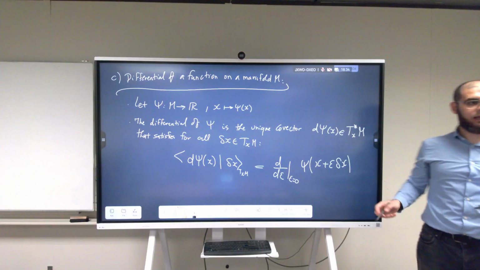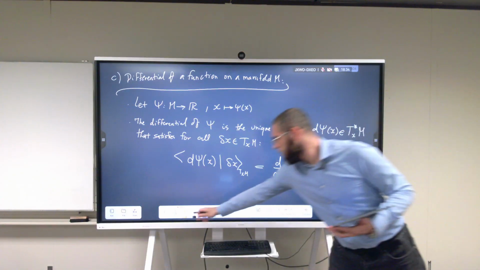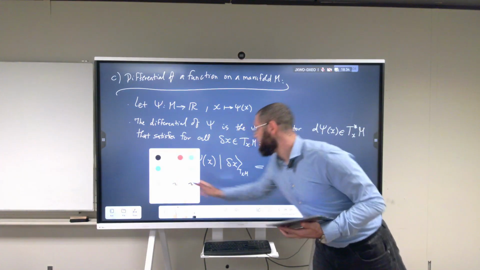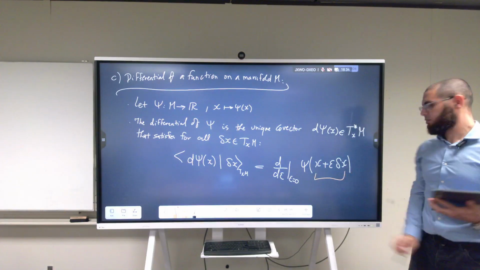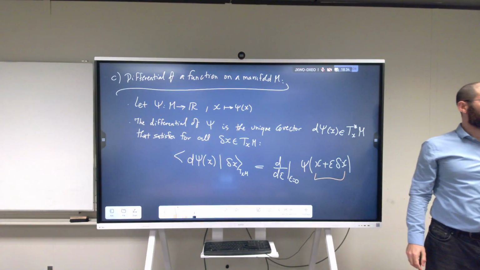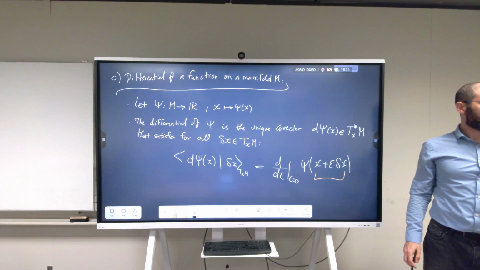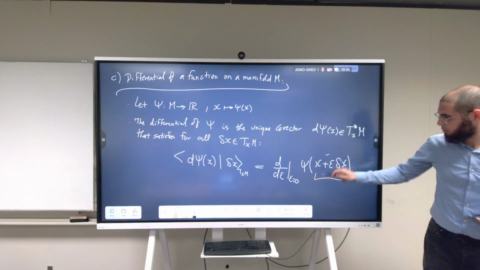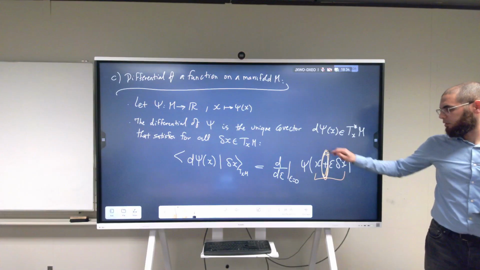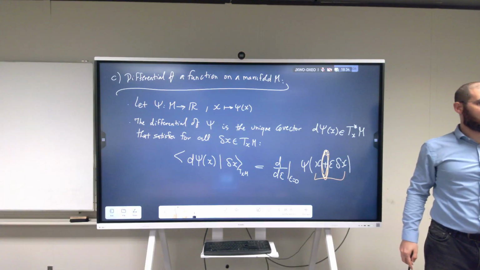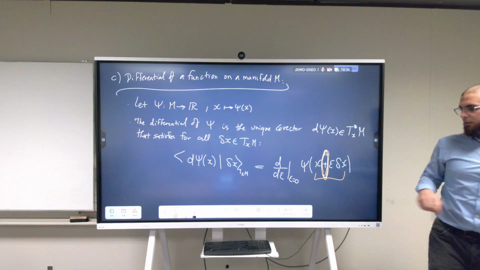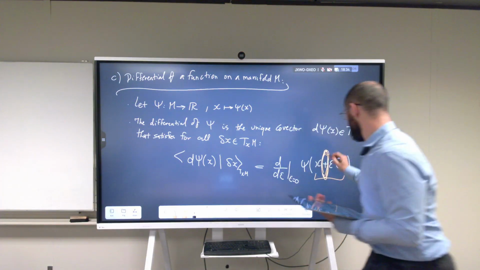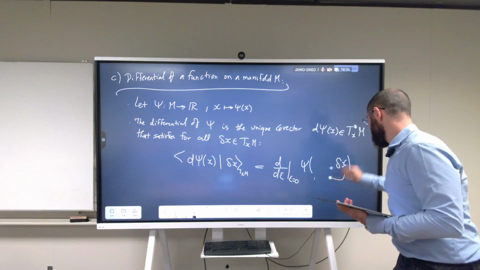Is that correct? In the manifold, can we say something like this? For the manifold, no. Why? Because we do not have addition. Yes, there's no such thing as a plus or minus on a manifold. So we have to generalize it.